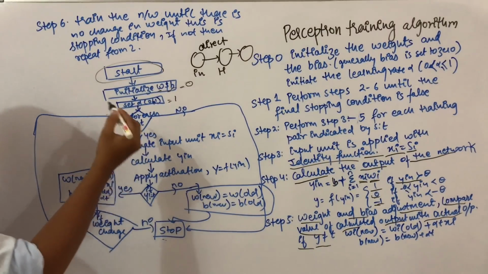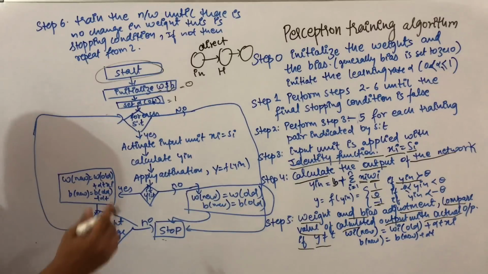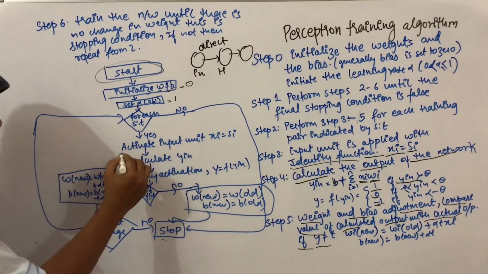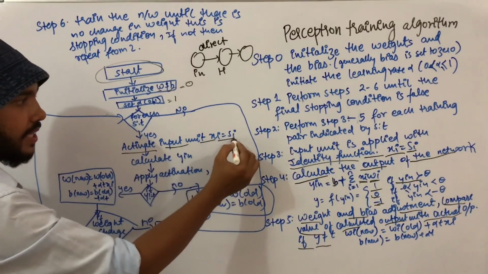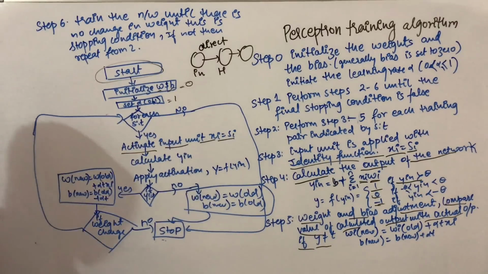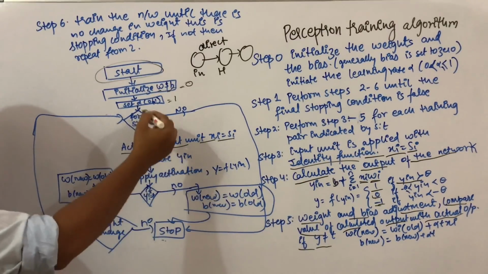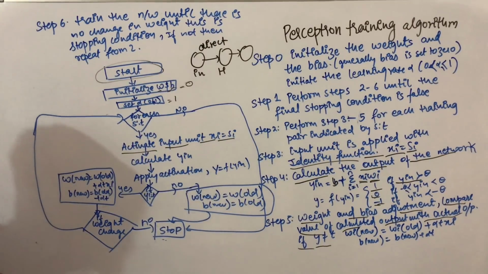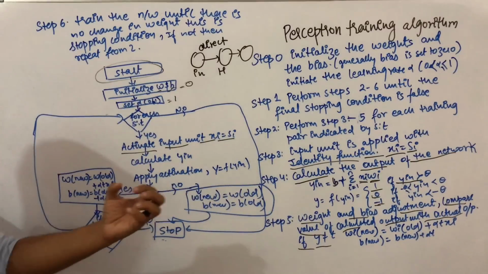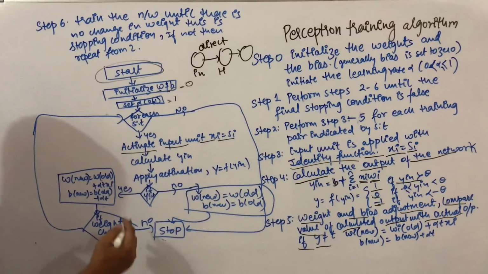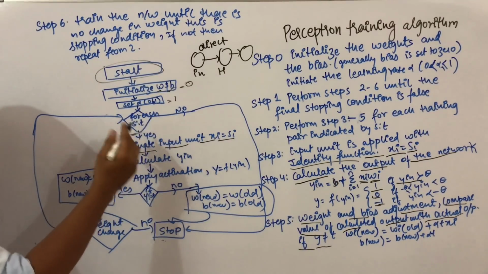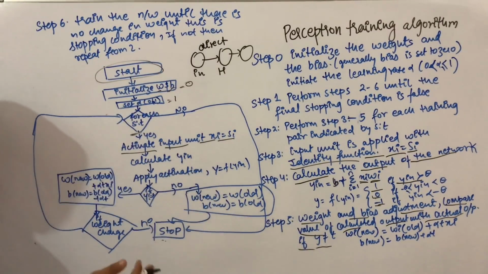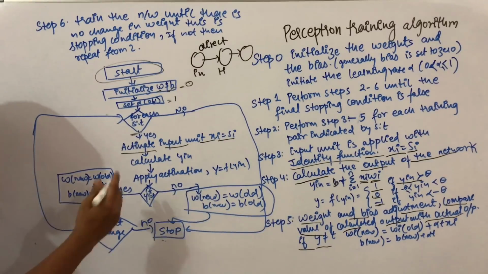Now for each input to output pair s:t, we check. Activate input until xi equals si. For each s:t, if the target is matched, that is, what weight we have assumed and the target weight are both equal, then we directly stop. But if s:t is not matched, then we will begin forward.